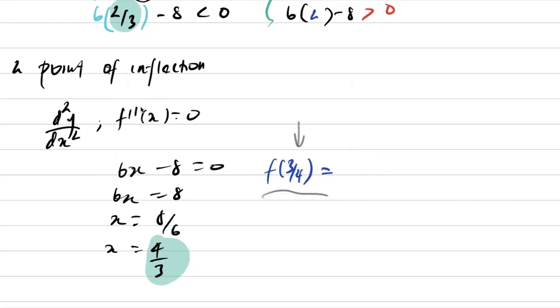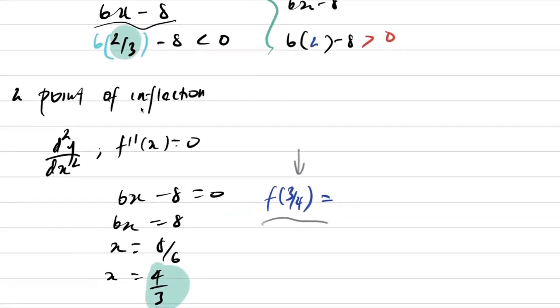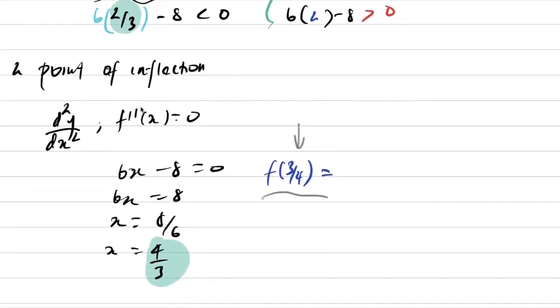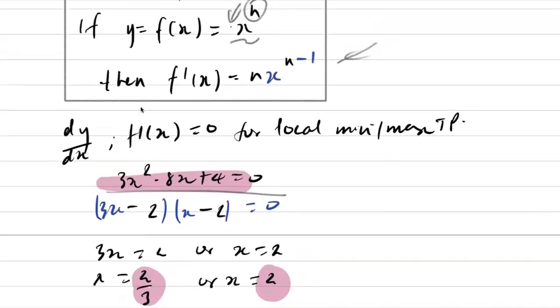What does that mean? All right. Not 3 over 4, 4 over 3, excuse me. The second derivative is equal to 0. I want you to input this value right here back into the original function and see what the output value is.